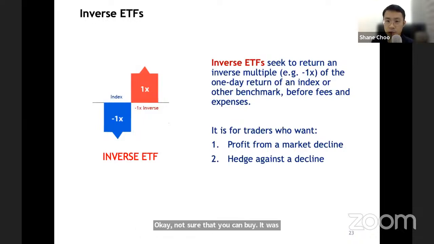Now, in Bursa Malaysia, regular investors cannot do RSS, but you can do IDSS, intraday short selling. The short selling function would be limited to certain stocks, but if you want to gain inverse exposure to the benchmark index, then you can consider buying into an inverse ETF. So in broad market weakness, you buy into an inverse ETF. Inverse ETFs seek to return an inverse multiple of the one-day return of an index or other benchmark before fees and expenses.